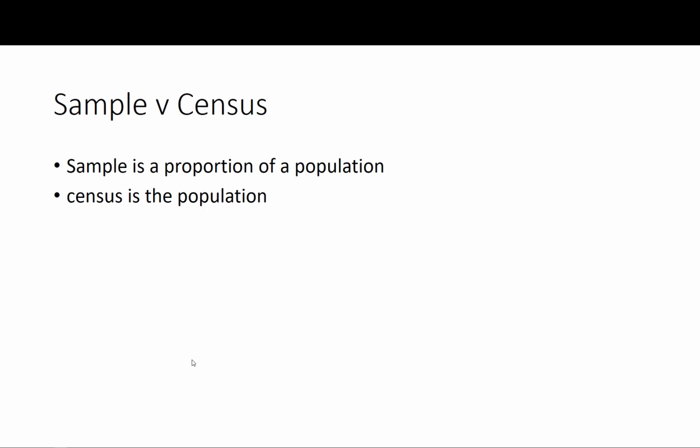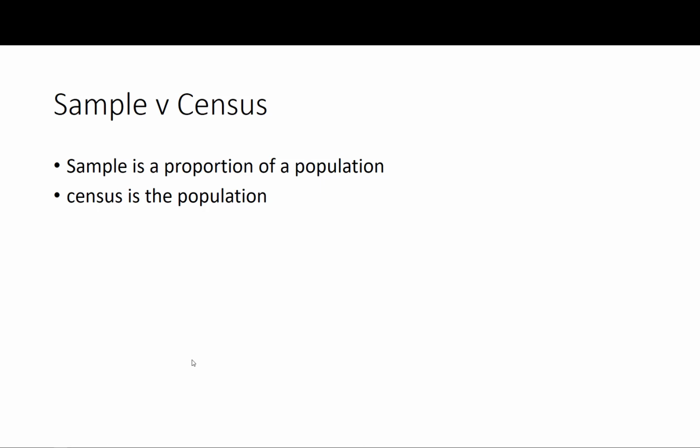Well, this is the difference between a sample versus a census. So the sample is a proportion of the population, whereas a census is the population itself. It is a survey of that population. So for example, a marketing research project might sample 200 people who happen to purchase Coca-Cola in the last 2 weeks. Whereas a census would have to sample everyone who's drunk Coca-Cola in the last 2 weeks.